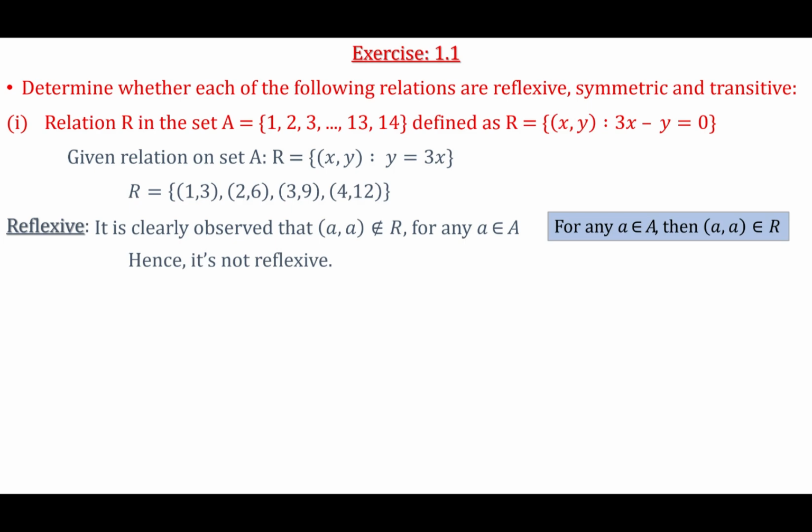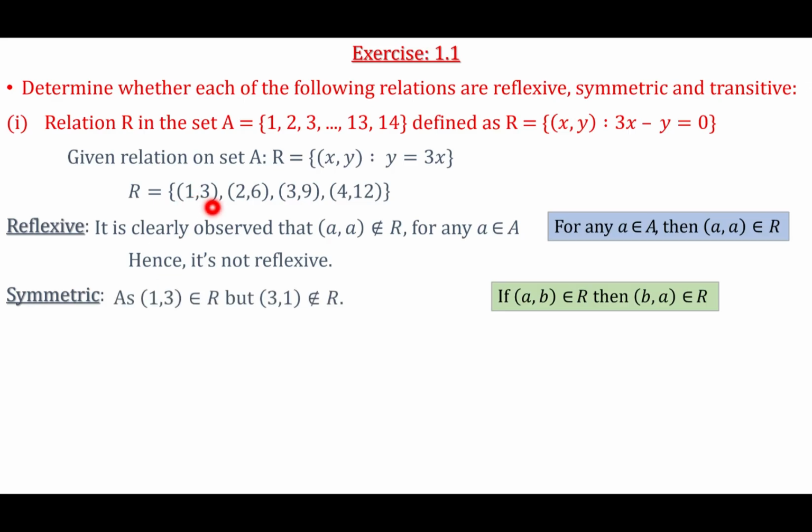Now, come to the second part, symmetric. Is it symmetric? The definition of symmetric says if (a, b) belongs to R, then (b, a) must belong to R. Now, if you see this relation, (1, 3) is there, but (3, 1) is not there. So it is not symmetric. I don't need to check the other ordered pairs. Just one ordered pair is more than enough. If it doesn't satisfy the symmetric condition, then it is not a symmetric relation.